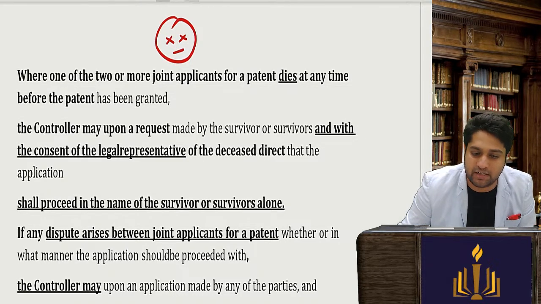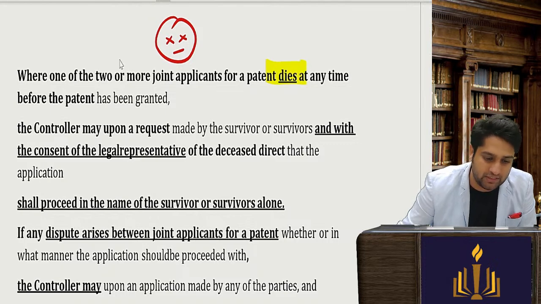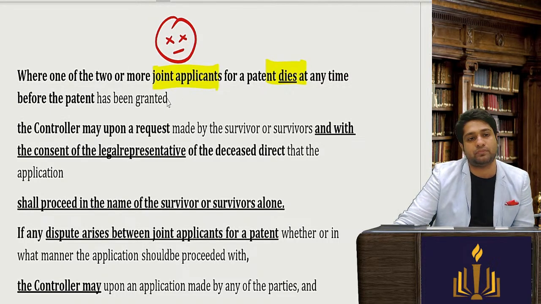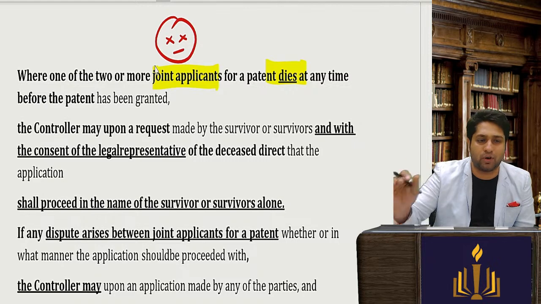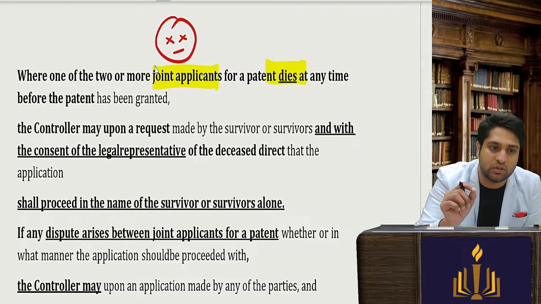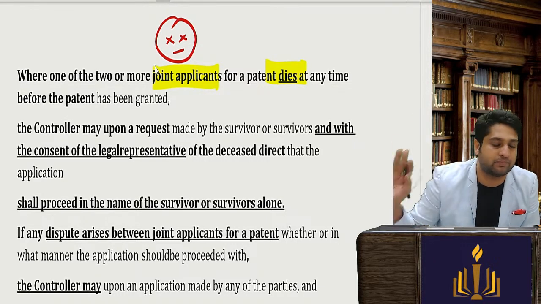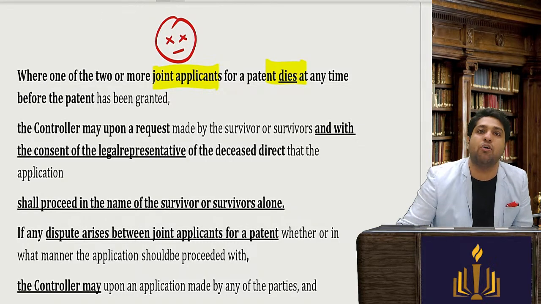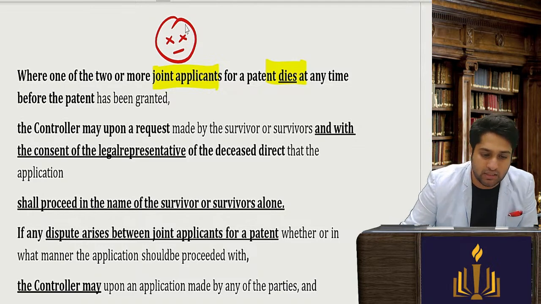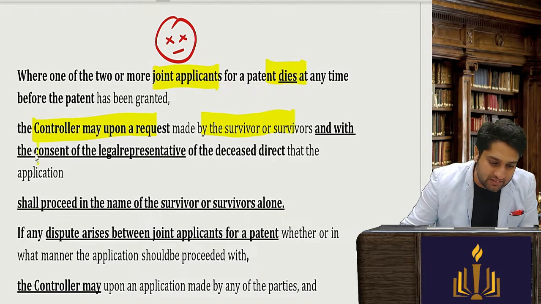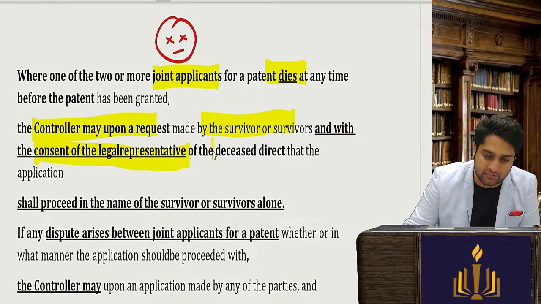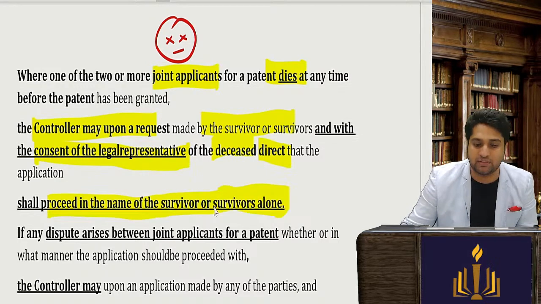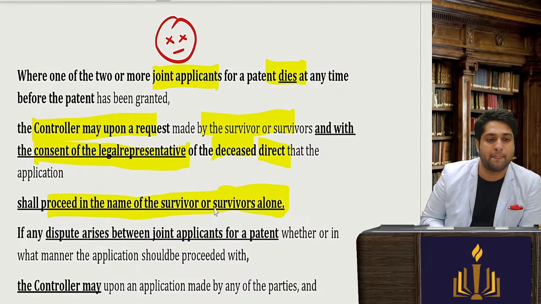So again, very simple when you're talking of death of the applicant. Now, which situation are they giving? When one of two or more applicants dies. So we are talking of joint ownership, out of which one dies. The controller may, upon the request of the survivors and with the consent of the legal representatives of the deceased, direct that the application shall be proceeded in the name of the survivor or survivors alone.